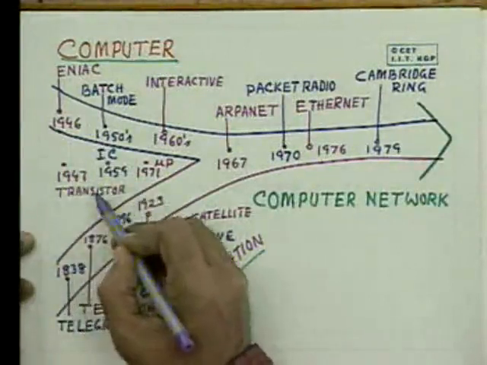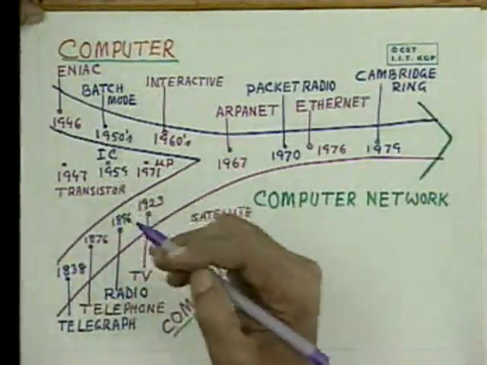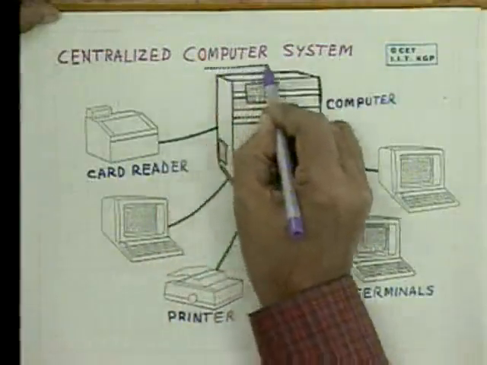Particularly because of some advancement in the communication technology, and also because of the invention of the transistor in 1947. The invention of the transistor acted as a driving force for the development of communication technology as well as for the development of computers. So computers became a little smaller, and many people were able to afford computers now. However, computer use also changed in some way.